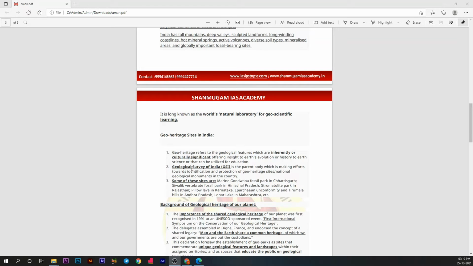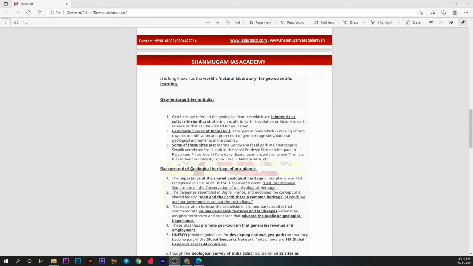The Geological Survey of India is the parent body which makes efforts towards identification and protection of geoheritage sites. For everything there is an authority, a parent body. Here the parent body for these geoheritage sites, geoparks and geodiversity is the Geological Survey of India, which makes efforts towards the identification and at the same time the protection of geoheritage sites and the national geological monuments in the country. This you have to know.